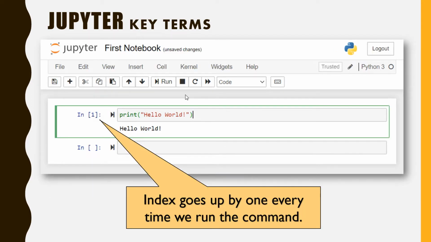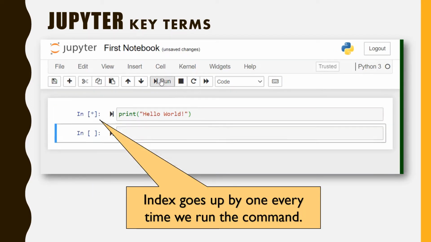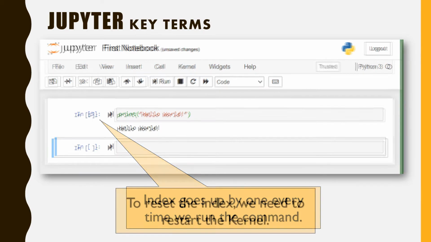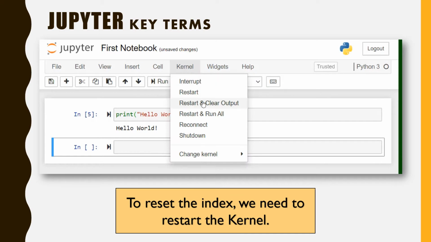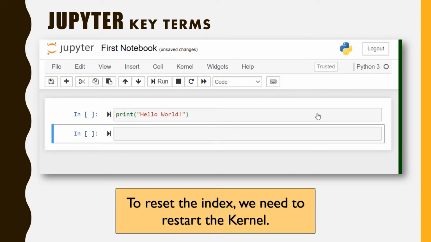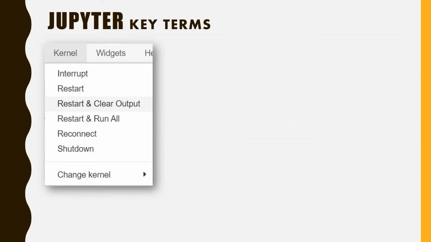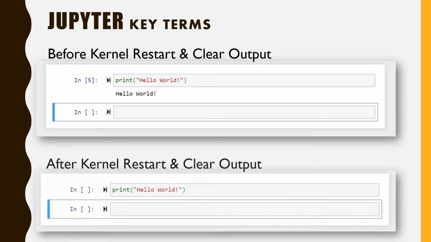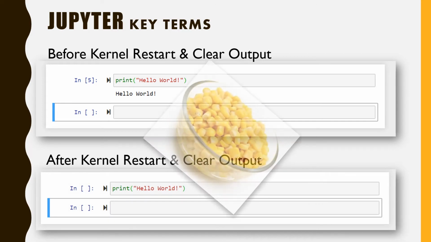If I run the same command over and over again, the index number will change each time the command is run. If I want to reset the index counter, I can reset the kernel and clear the output. The index number in the brackets will disappear, and so will the output. So let's take a second to consider that command. We went to the kernel menu and we chose Restart and Clear Output. Our cell went from looking something like this to looking like this, and it had something to do with corn.